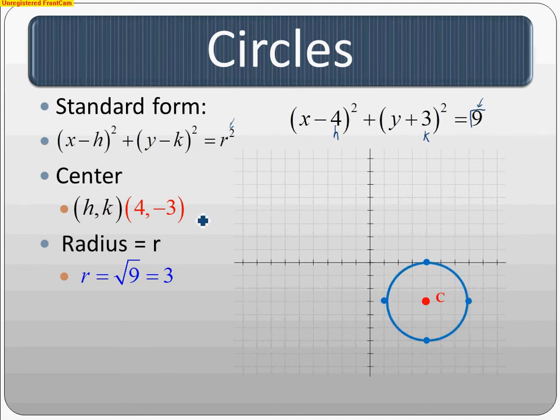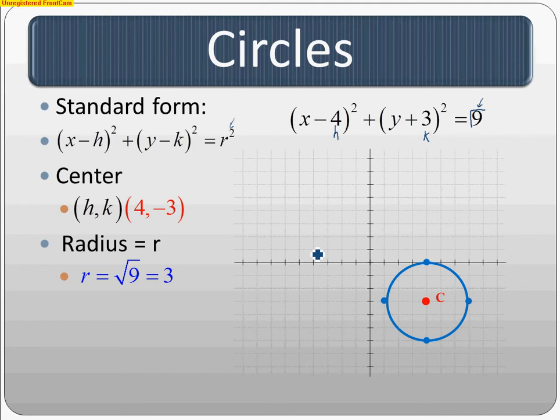So again, pretty straightforward. Only a couple things we do here for circles. All right. So find HK, which represents the center. Take the square root of the last number. And again, if the square root is not a perfect square, use your calculator real quick and just go as close as you can to whatever number it is, and then draw your circle.